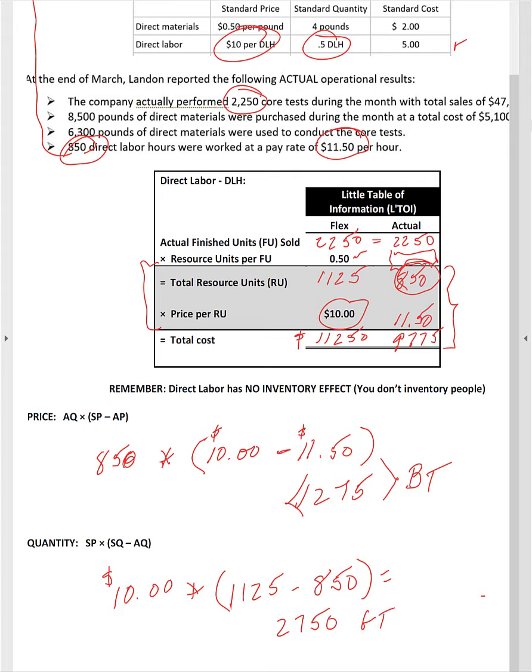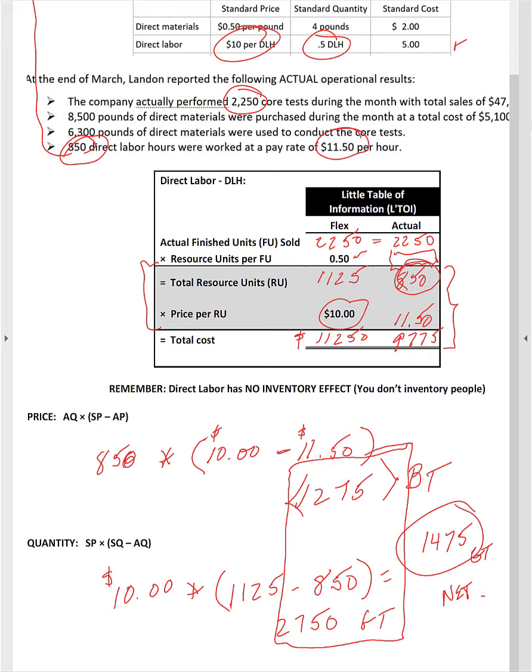All right. And so what you'll notice is if I add these two numbers together, if I add the two variances together, I get 1475, and that's a good thing. But that's a net number of the two variances. That 1475 is also the difference between these.